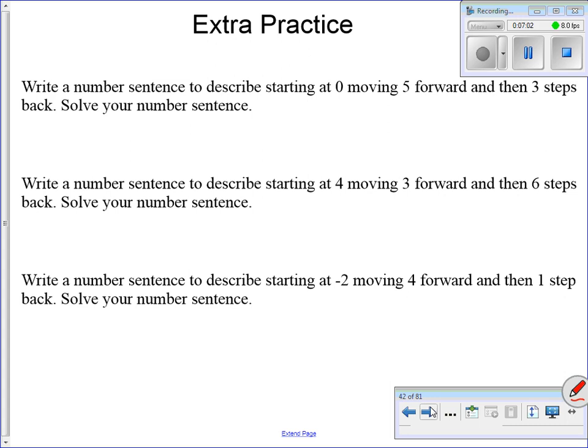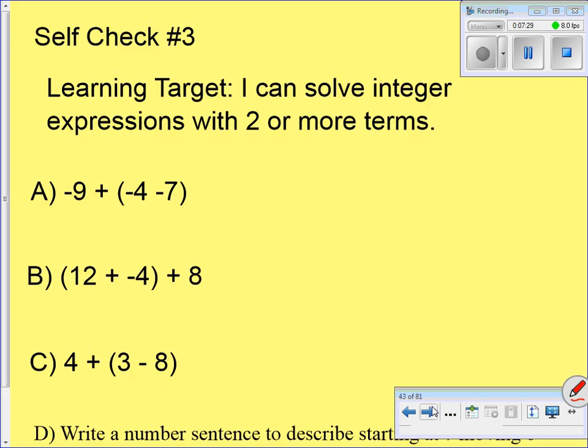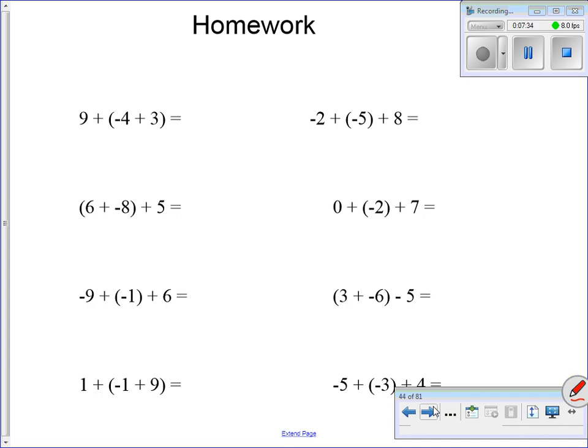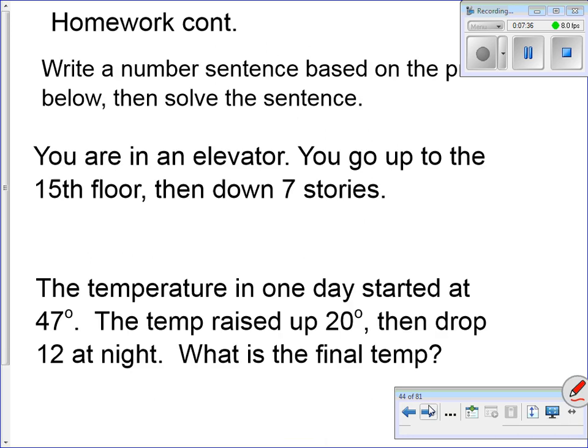Go back to self-check 2 and check to see if you listed your next steps from the previous one. If you did not, please fill that in. When you are completed with self-check 3 and going back and checking your work from self-check 2, you can then work on the practice homework problems, which are located on pages 21 and the top of 22 in your packet.